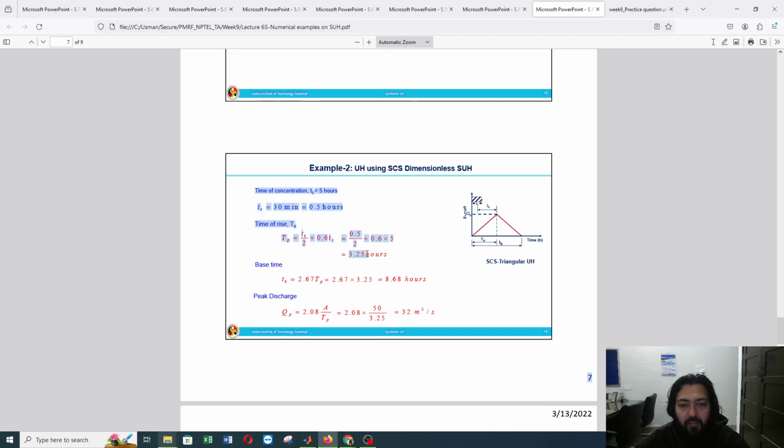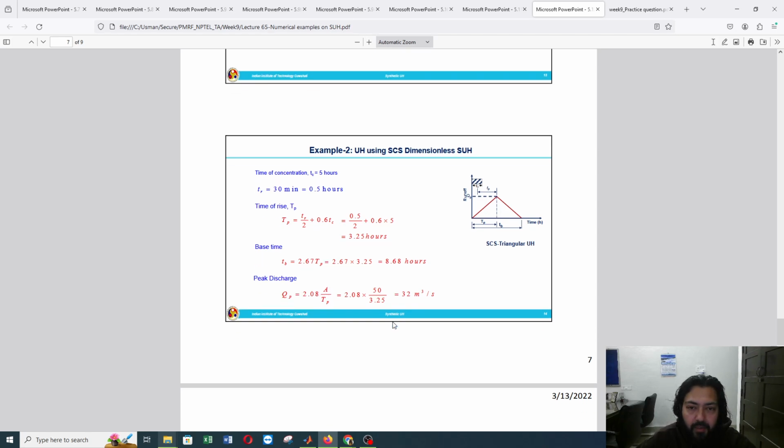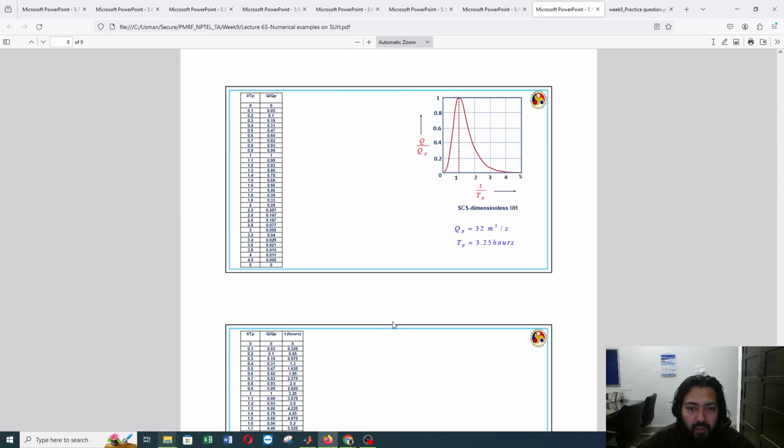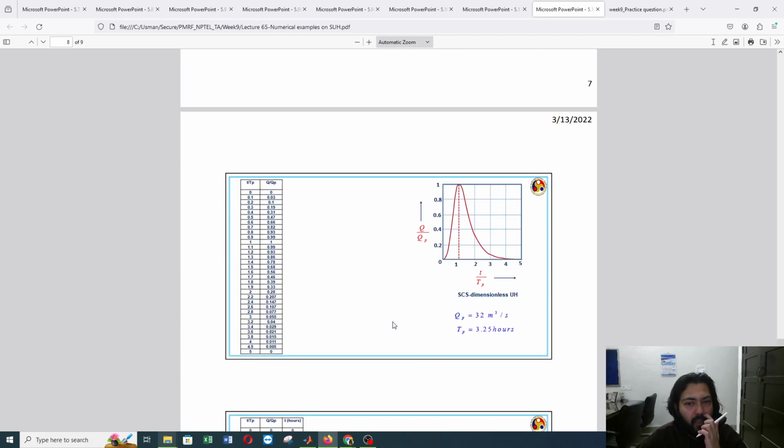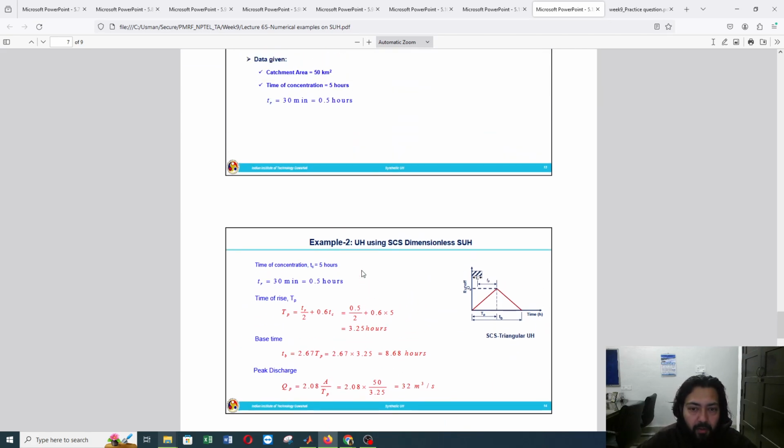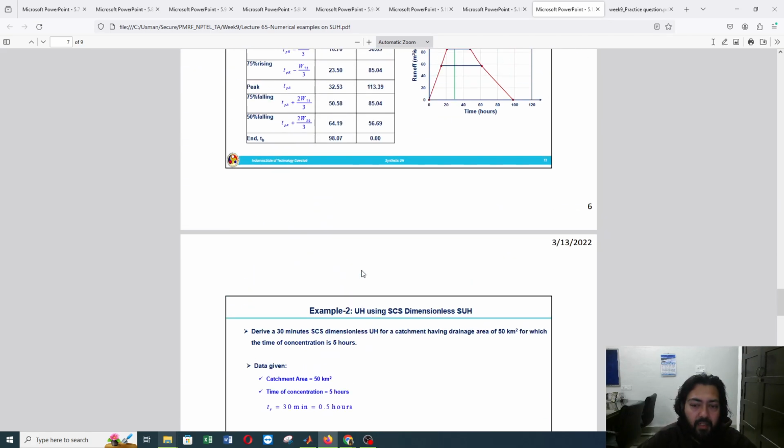Once we know the value of time to peak, we can calculate the time base, which is equal to 2.6 times the time to peak, and then we can calculate the value of peak discharge as 2.08 times area by time to peak. So this is how we can use the second approach, that is the unit hydrograph using the SCS dimensionless synthetic unit hydrograph.